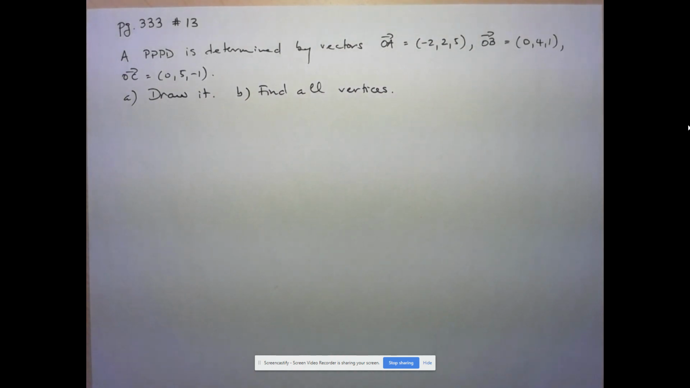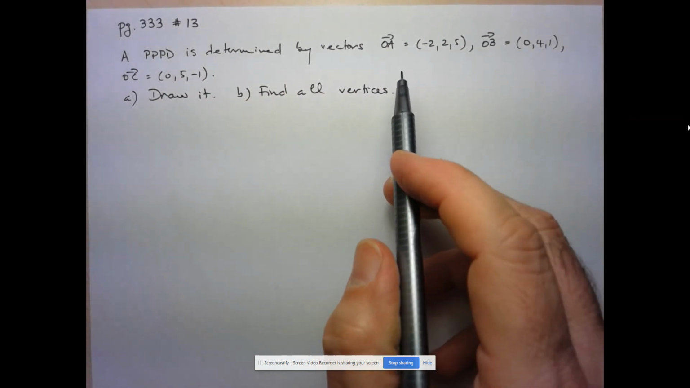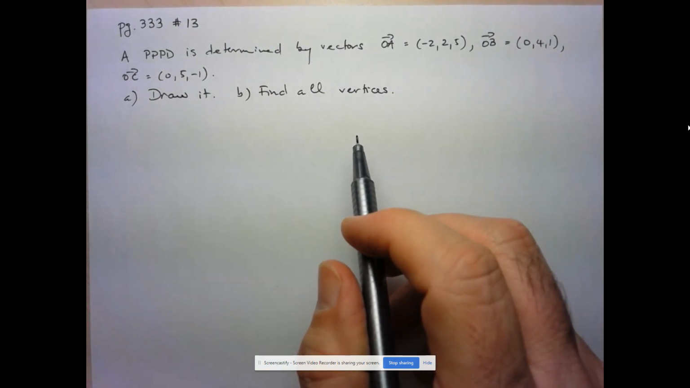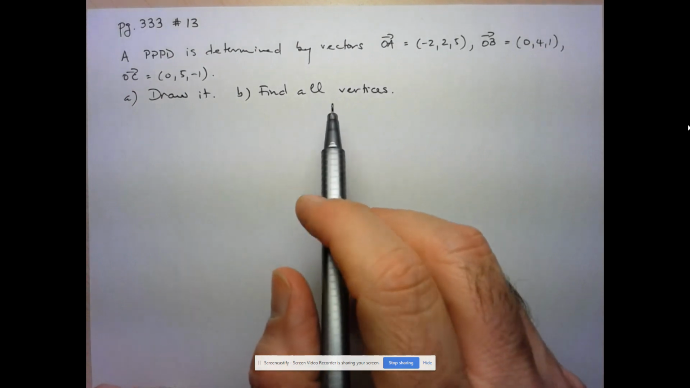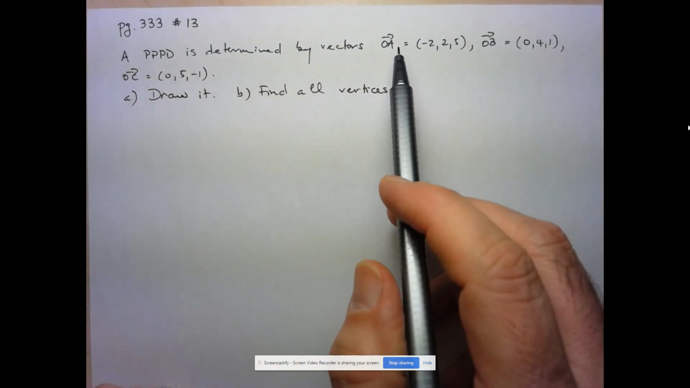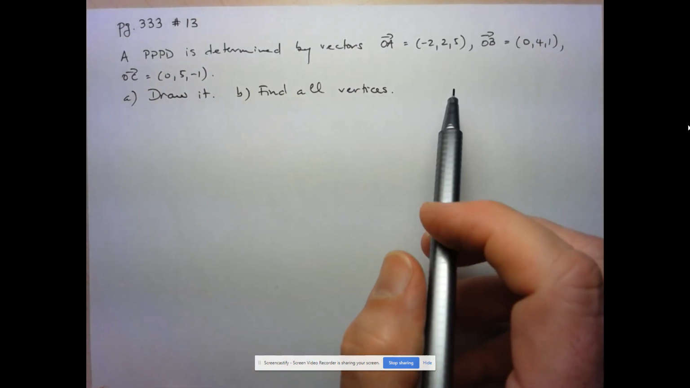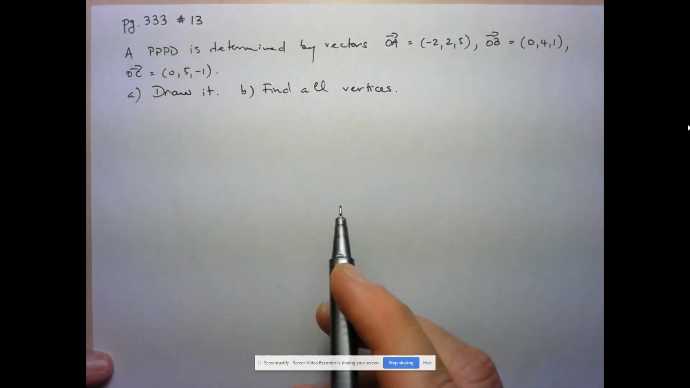Hi folks, I'm going to take a look at number 13 from page 333. So it's a parallelepiped question where they give us three vectors that represent the side lengths of this parallelepiped. They want us to draw it and then find all vertices. The way it's set up is all these vectors are given from the origin to a particular point, which actually makes the problem a little easier.